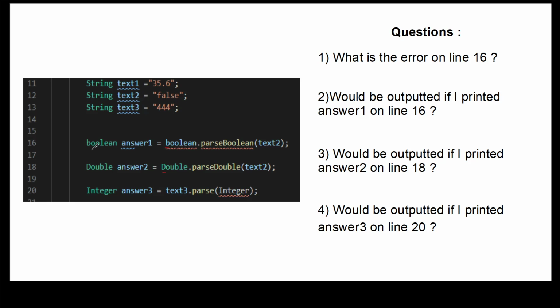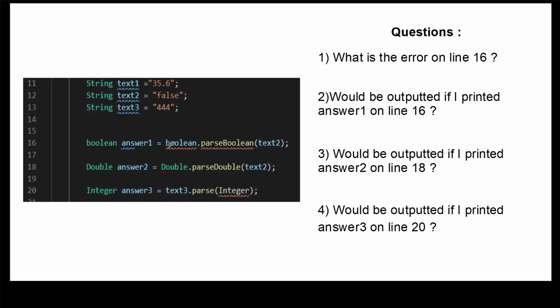Also, because we're assigning it to a Boolean wrapper class and not a boolean primitive type, we need to change this from a lowercase b to a big B. This is important, so if you're unsure what a wrapper class is, you need to have a look at that video. So that is the error on line 16, because we're using the lowercase here and the lowercase in our wrapper class.